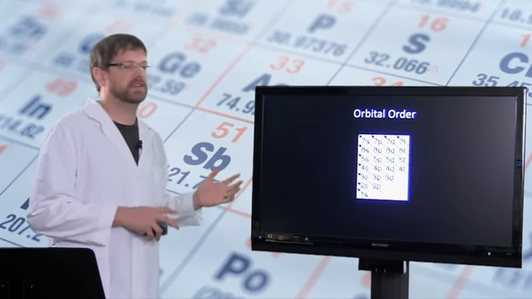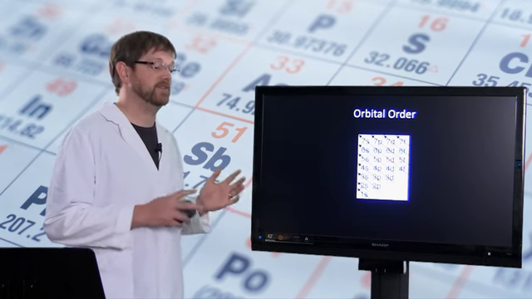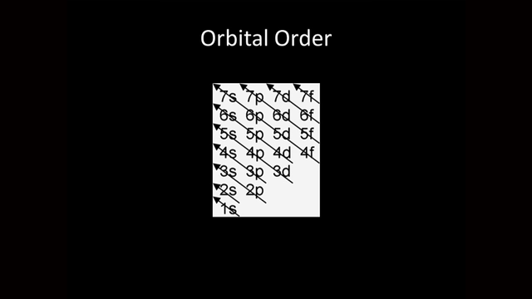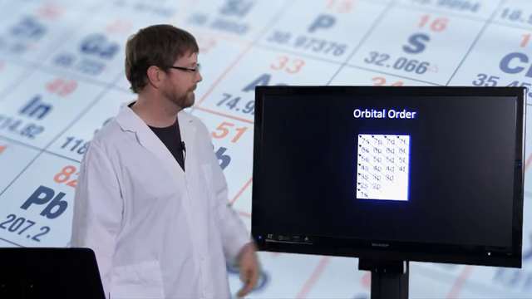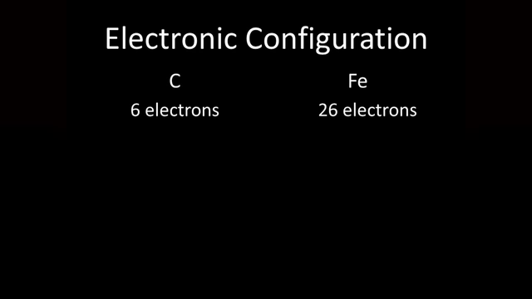Now, this chart is in every chemistry textbook. What it shows is how you fill up the shells. Each subshell is at a slightly different energy level, and they get filled in a specific order. So, for instance, the 1s gets filled up before the 2s. If you have 4 electrons, 2 go in the 1s, 2 go in the 2s, and so on. To better understand this, let's look at 2 elements, carbon and iron.